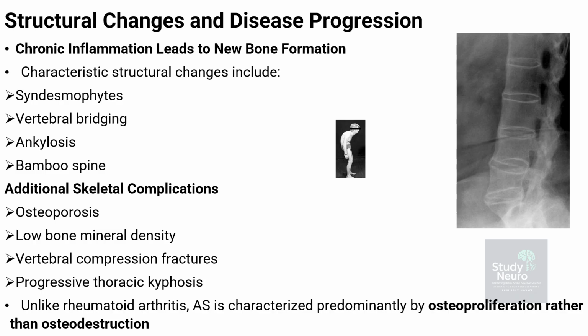Unlike rheumatoid arthritis, which mainly causes bone and joint destruction, ankylosing spondylitis is characterized predominantly by excessive new bone formation, although bone loss remains an important feature of the disease.